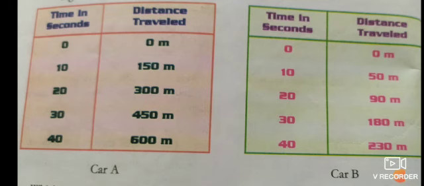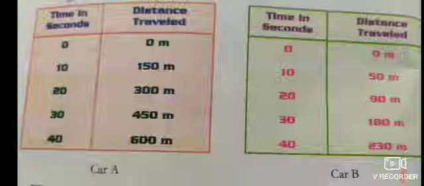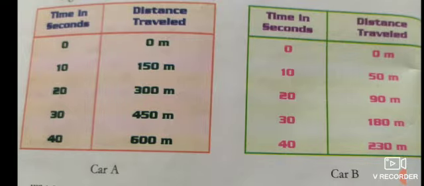Now let us understand with an example. We are here measuring the time and distance covered by car A and the time and distance covered by car B when they are traveling. Now we see. Which car has traveled equal distances in equal intervals of time? Which car has traveled unequal distances in equal intervals of time?